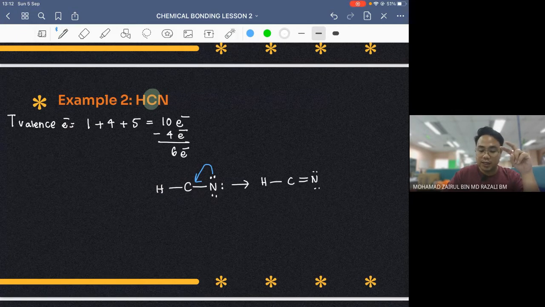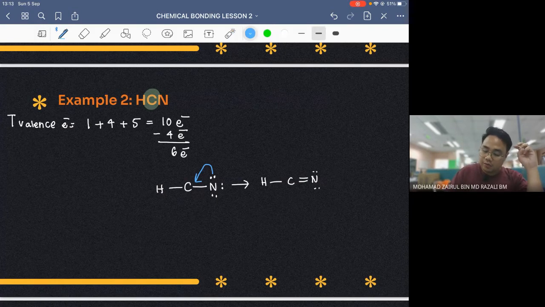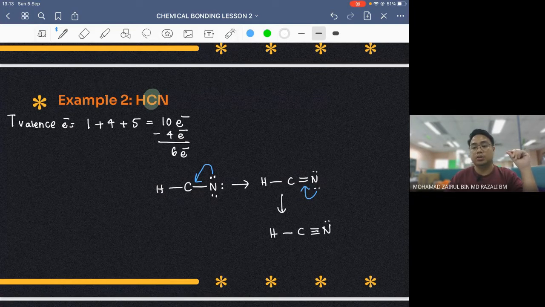Okay, kita check. So kita tengok nitrogen ni dah octet, tapi carbon ni baru ada 6 electron. So carbon still does not achieve stable octet. So what you can do, you transfer another 2 electron from the lone pair of nitrogen. We transfer another 2. So dia akan jadi triple bond. So H, C, triple bond, N. So ada baki lagi 2 elektron dekat nitrogen.